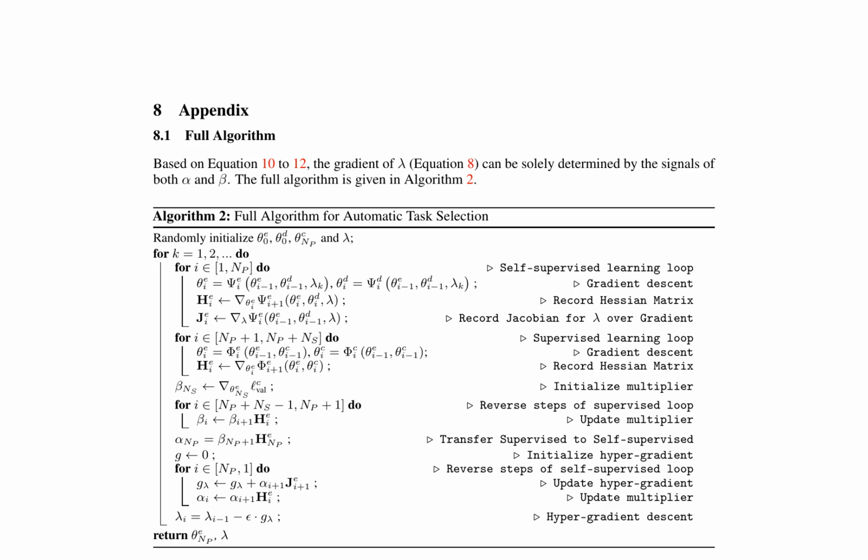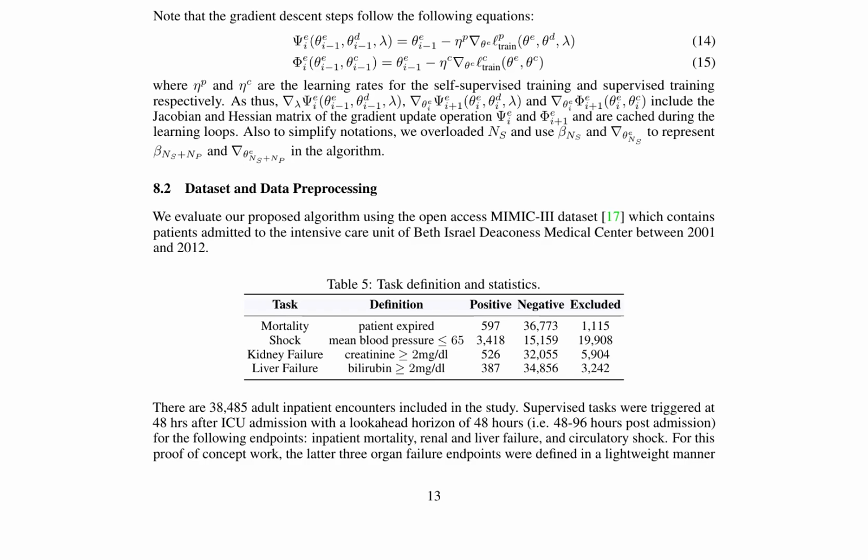The proposed algorithm for automatic task selection, presented in Algorithm 2, combines self-supervised and supervised learning loops to improve predictive performance in critical care settings. The algorithm initializes parameters and iterates through self-supervised and supervised learning loops, computing gradients and updating parameters using gradient descent and hypergradient descent. The algorithm is evaluated using the MIMICII dataset, which is preprocessed by harmonizing medical codes, converting units, removing outliers, and normalizing values.